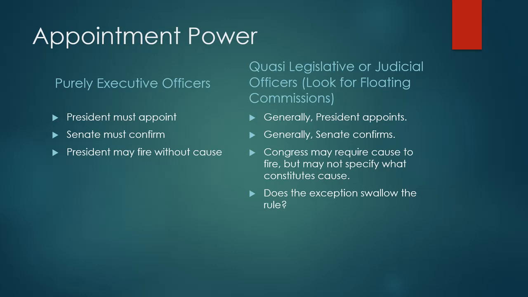The president can't be forced to work with people who have lost his trust. Jim Comey, the former FBI director, once famously said, "I understand the president can fire me for a good reason, a bad reason, or no reason at all," and that's right. Why? Because Jim Comey was an executive officer of the United States, right, purely in the executive branch.